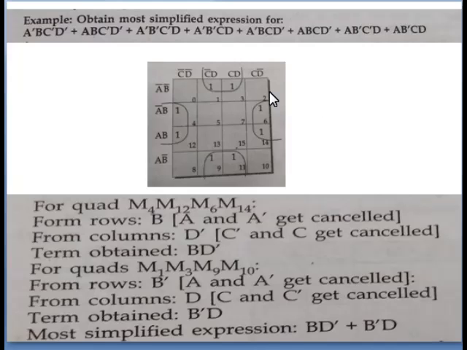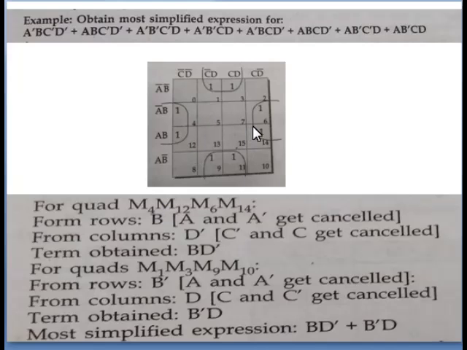When we fold horizontally, we will get one quad. When we fold the map vertically, we will get another quad. So from this K-map we will get 2 quads. So the first quad: M4, M12, M6, M14.